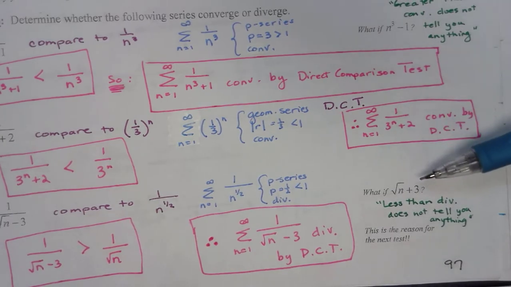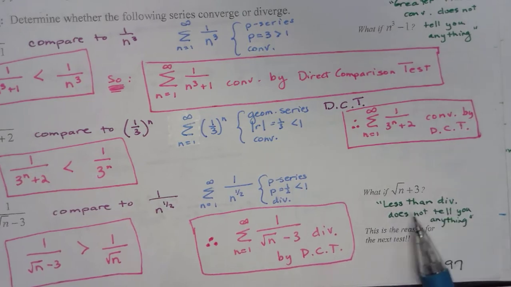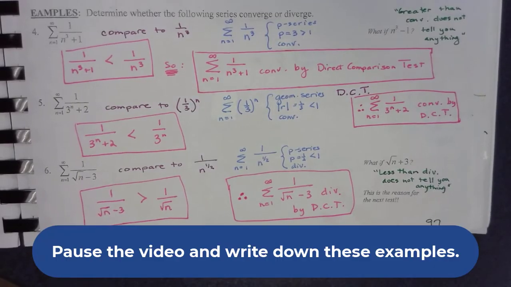What if that denominator had said square root of n plus 3? Again, less than a diverging series does not tell you anything. And so this is why we have a reason for our next test. Pause the video and write down these examples.